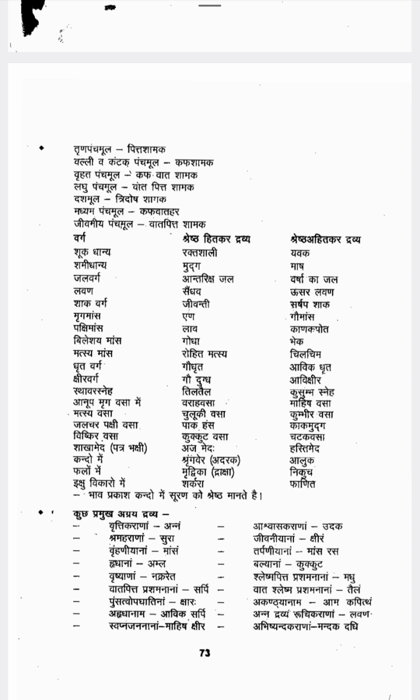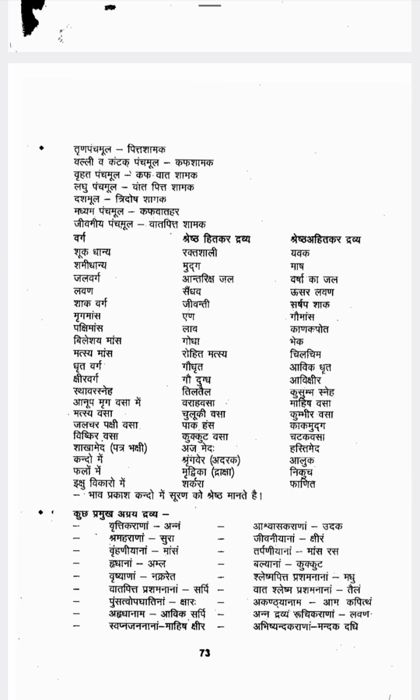Go Kshira, Go Ghrita is good. In Mriga Mamsa, Ena is the best variety. In Pakshi Mamsa, Lava is good, Kapota is Ahita. Bileshaya Mamsa, Godha is the best variety, Bheka is Ahita. In Matsya, Rohita Matsya is Shreshta, Chilichima is Ahita. Then Ghrita Varga, Go Ghrita is good, Avika Ghrita is Ahita. Kshira Varga, Go Dugdha is good, Avika Kshira is Ahita. Sthavara Sneha, Tila Taila is good, Kusumbha Sneha is Ahita.